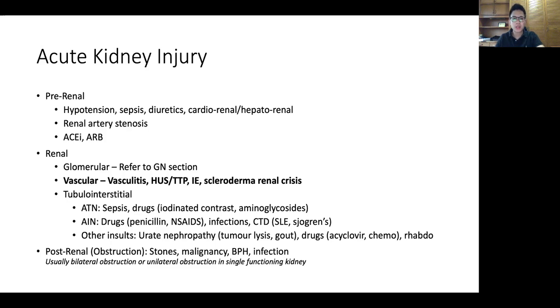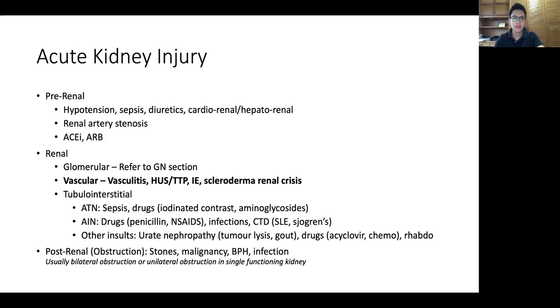But just to focus on acute kidney injury, I'll be going through the causes as well as some of the basic evaluation. So I think most of us are familiar with the framework of pre-renal, renal, and post-renal approach. For pre-renal, commonly it will be patients who have ongoing hypoperfusing states. So this can be due to hypotension, sepsis, diuretics even, and in cardiorenal or hepatorenal syndrome too.